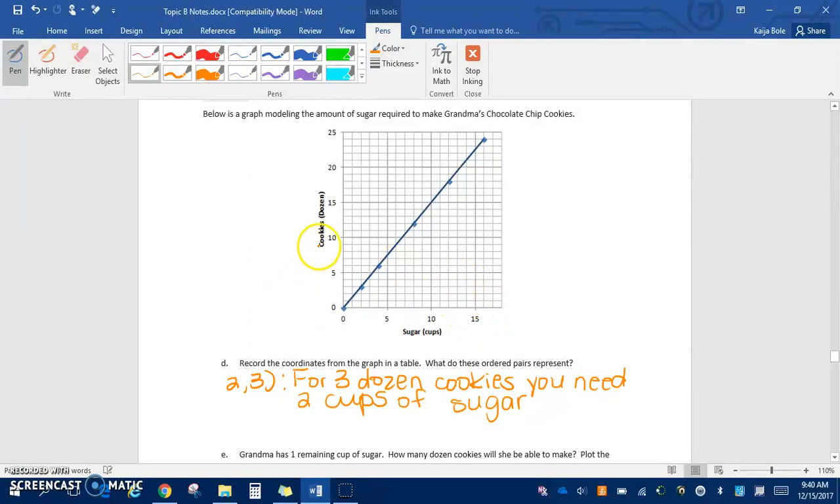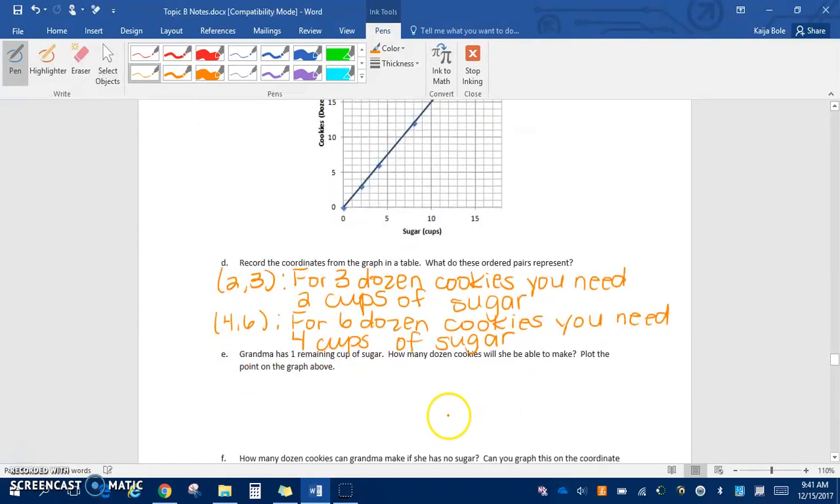And then we'll just pick one more here. This is at 4, 6. So that means for 6 dozen cookies, you need 4 cups of sugar. Alright, so that's part D.